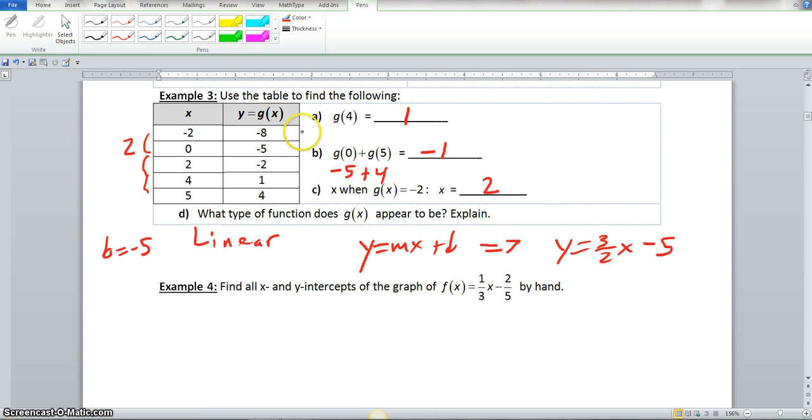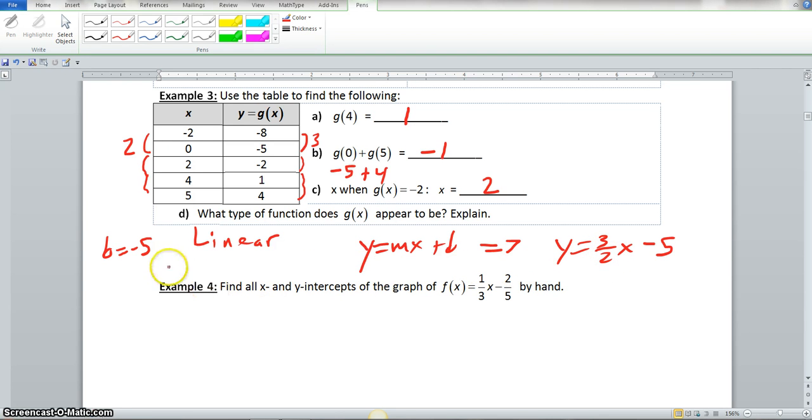Now our rise, to go from negative 8 to negative 5, that's 3. To go from negative 5 to negative 2, that's 3. And to go from negative 2 to 1 is 3, and from 1 to 4 is 3. So we know this is 3, so that is our rise. Our rise is 3 and our run is 2, so this is how we get our slope.